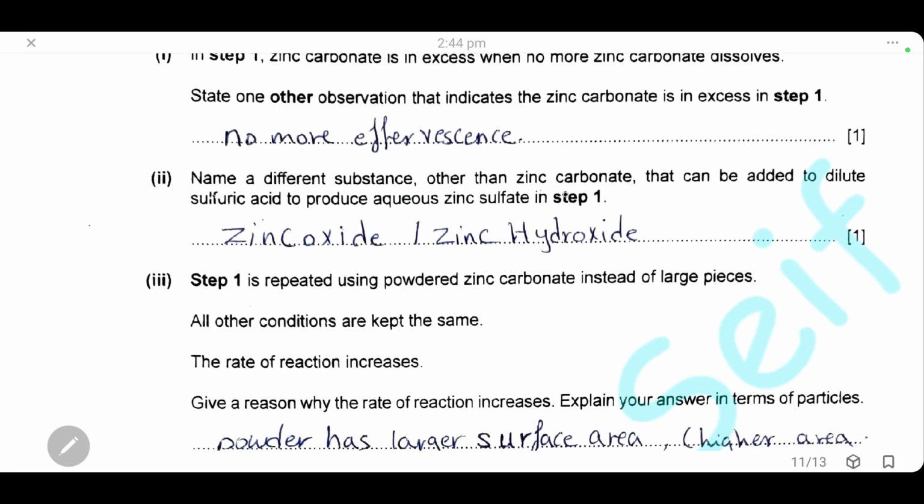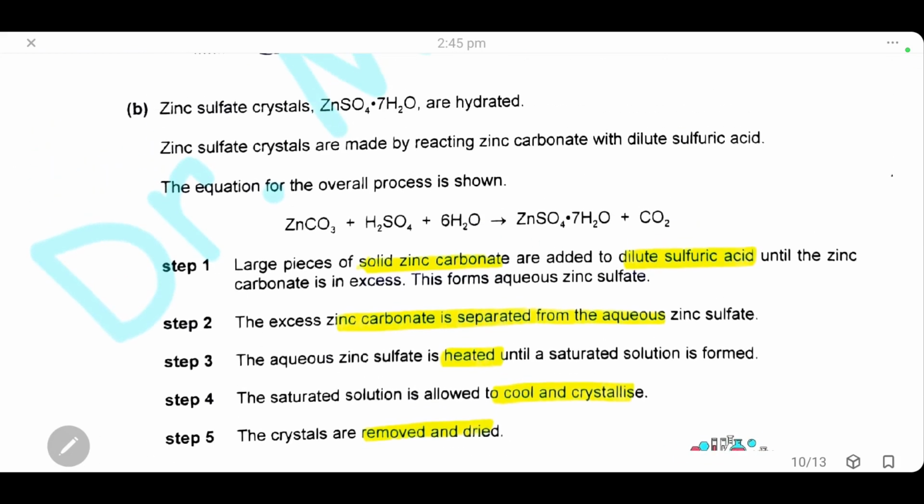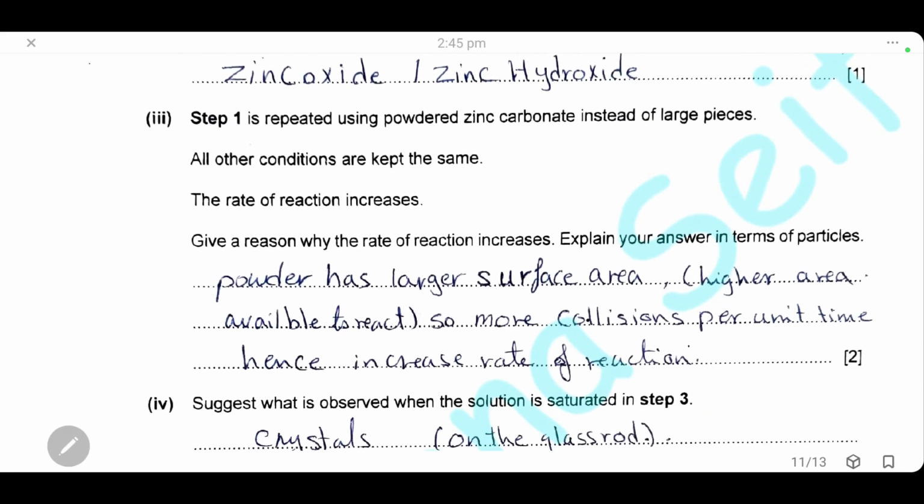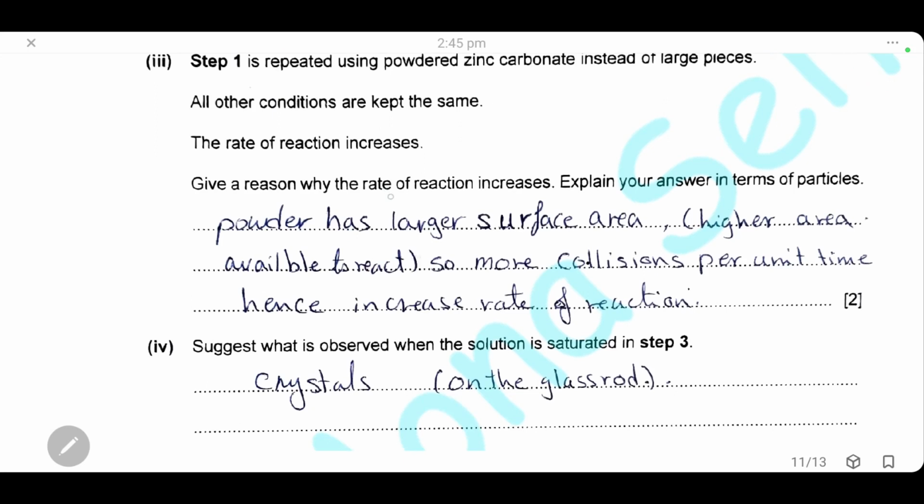Name a different substance other than zinc carbonate that can be added to dilute sulfuric acid to produce aqueous zinc sulfate. Zinc oxide or zinc hydroxide can react with sulfuric acid to produce zinc sulfate. Step 1 is repeated using powdered zinc carbonate instead of large pieces. All other conditions are kept the same, and the rate of reaction increases. Give a reason why the rate of reaction increases and explain your answer in terms of particles. When we grind zinc carbonate to produce powder, the powder has a larger surface area than the big lumps, so we have a higher area available to react, more collisions per unit time, and hence an increased rate of reaction.